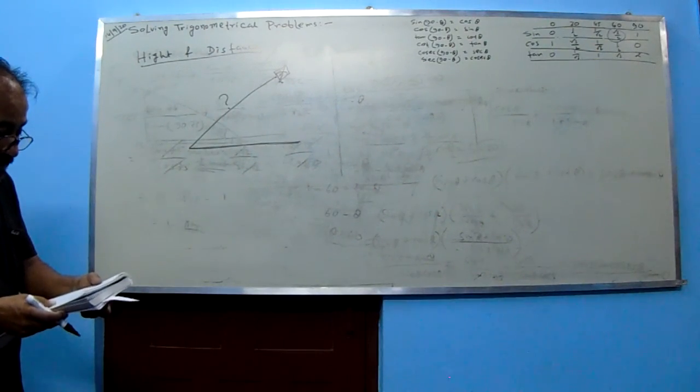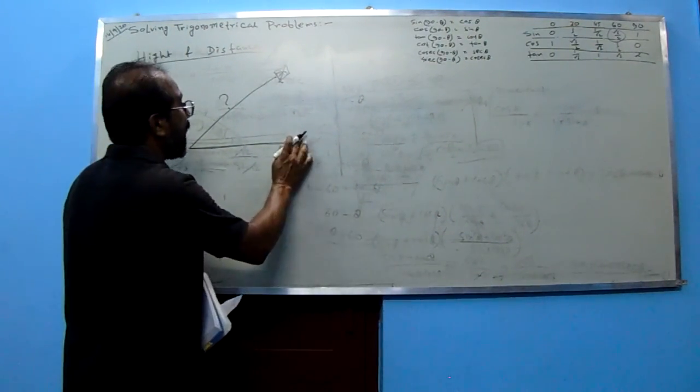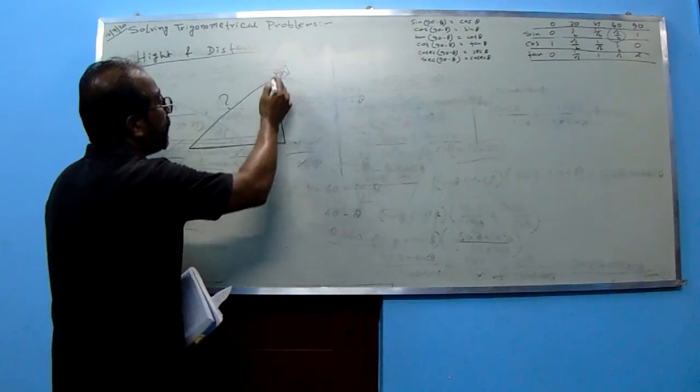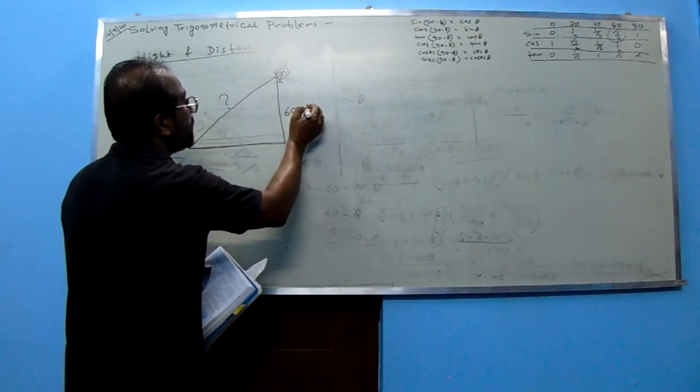Find the length of the string when the height of the kite is, height meaning the perpendicular height, 60 meter.